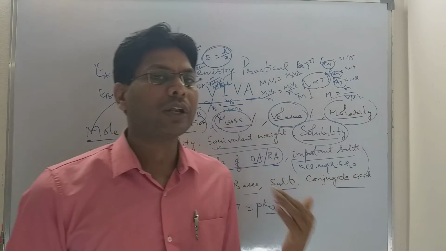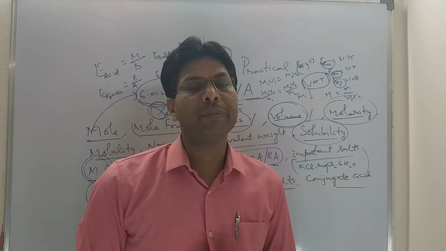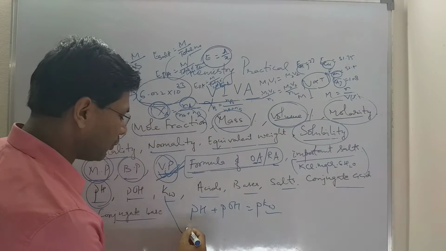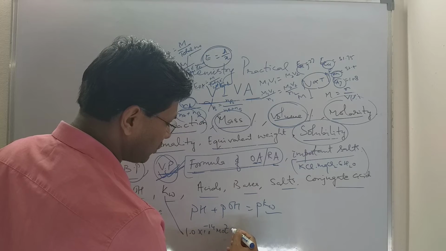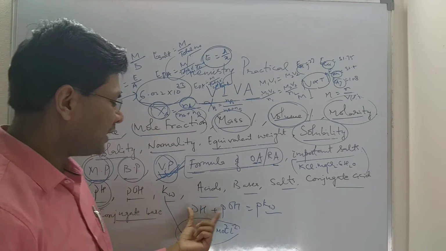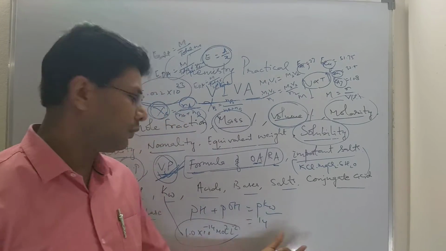So the ionic product of water is the product of the concentrations of H plus and OH minus, and generally we measure the ionic product of water at 298 Kelvin. The value of the ionic product of water is 1.0 times 10 to the minus 14 mole square per liter square, or we can say molar square. So pH plus pOH equals pKw, or we can say 14. So pH plus pOH equals 14.